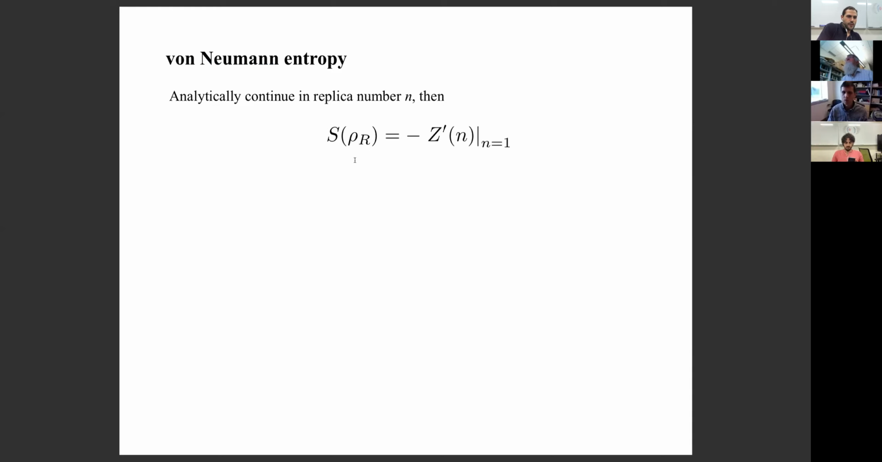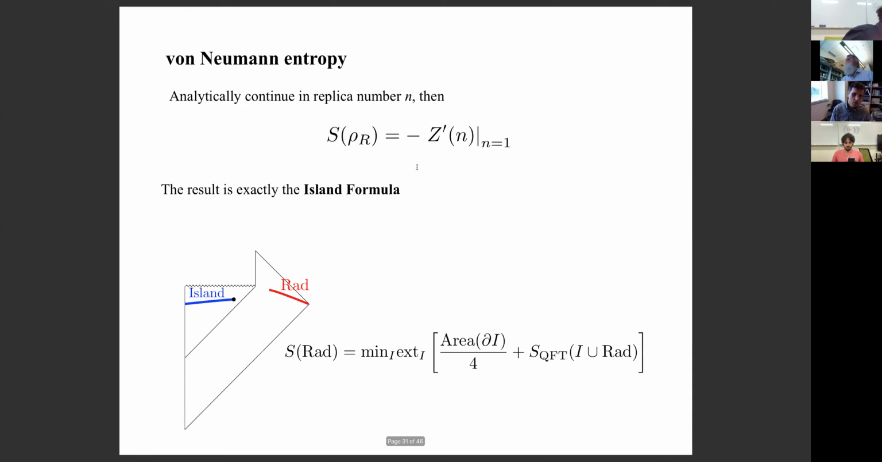Okay, so this calculation can be done. You have to find these saddles, calculate the on-shell action, continue them, send n to 1, and the result of that calculation is exactly the island formula that I described before. So the result of that calculation is this proposal that the right way to calculate the von Neumann entropy of the radiation is to include this island in the black hole interior.